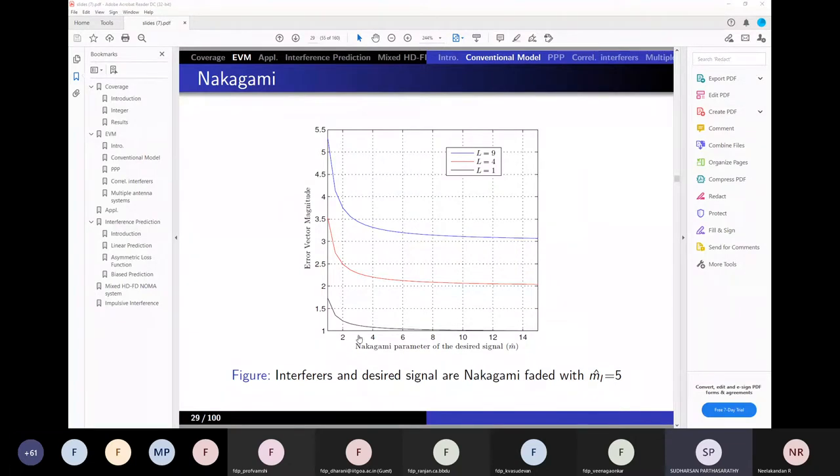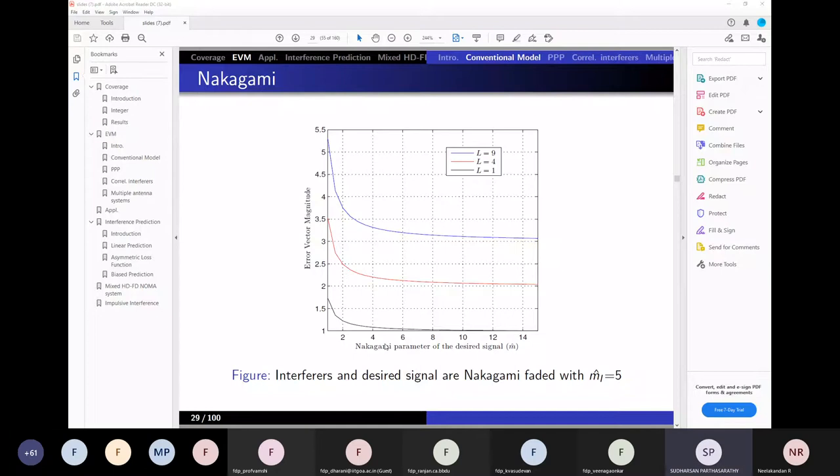So if you see, as m hat increases, your EVM basically goes towards the square root of the number of interferers. We have three colors here. The blue color is for L equal to 9 interferers. Red color is for L equal to 4 interferers, and L equal to 1 is the black color. So as the number of interferers increases, as m hat increases, you can see the EVM approaching the square root of the number of interferers. The black curve approaches 1, the red curve approaches 2, and the blue curve approaches 3. So this is just to show whatever we derived in the last slide.